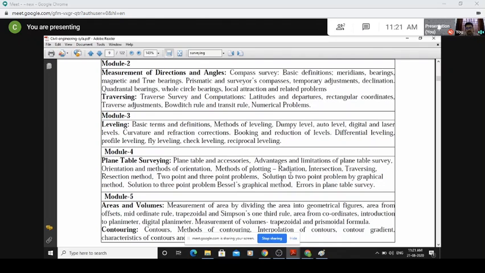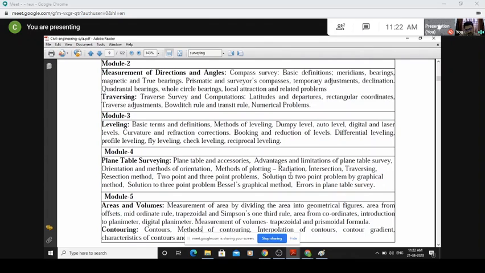Plane table is one equipment where things will be facilitated. It comes with a table, a tripod stand and its accessories. Then you are going to learn how exactly you work with the plane table, what different methods you have, like radiation, intersection, traversing, then what the advantages of plane table surveying are over the others. And if I have to continue my work for a number of days, how do I begin on the same paper? That is orientation. So how orientation is done, that is what you are going to learn.